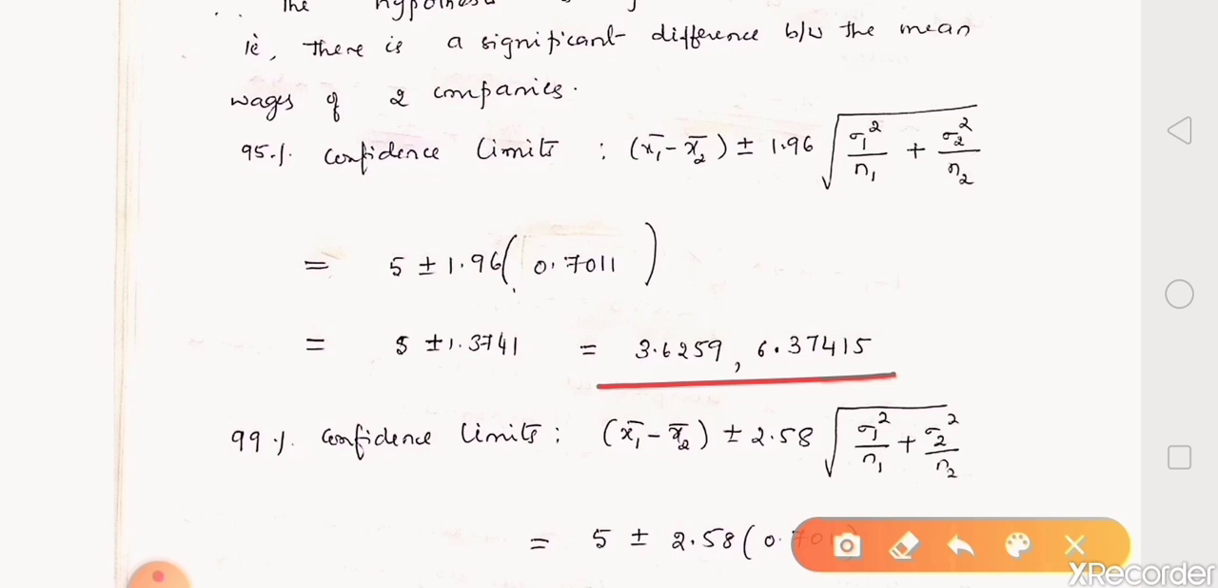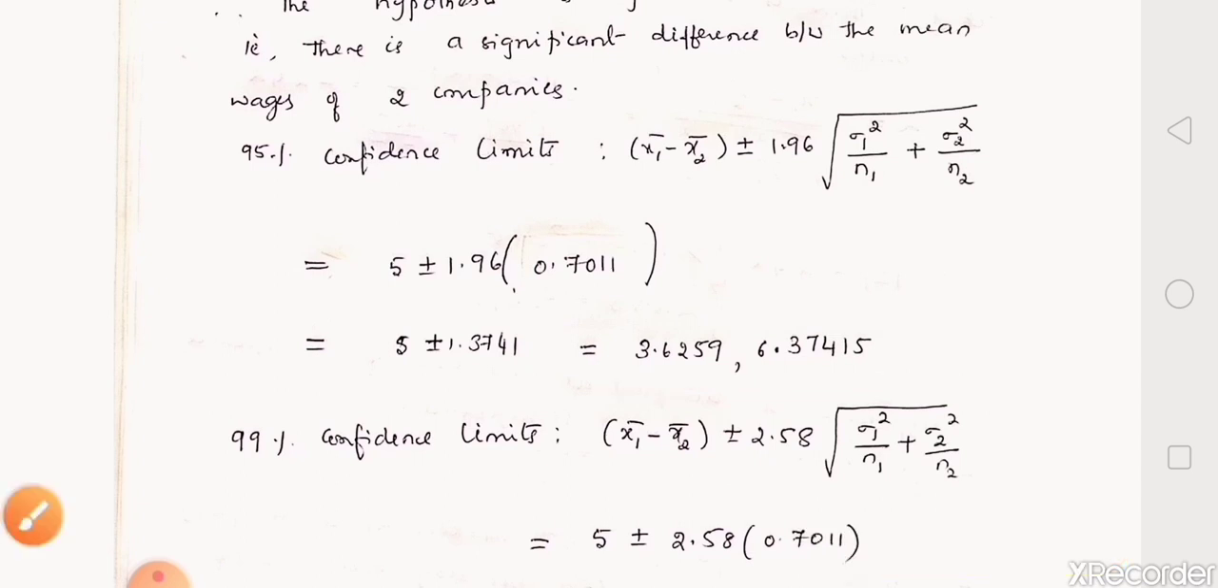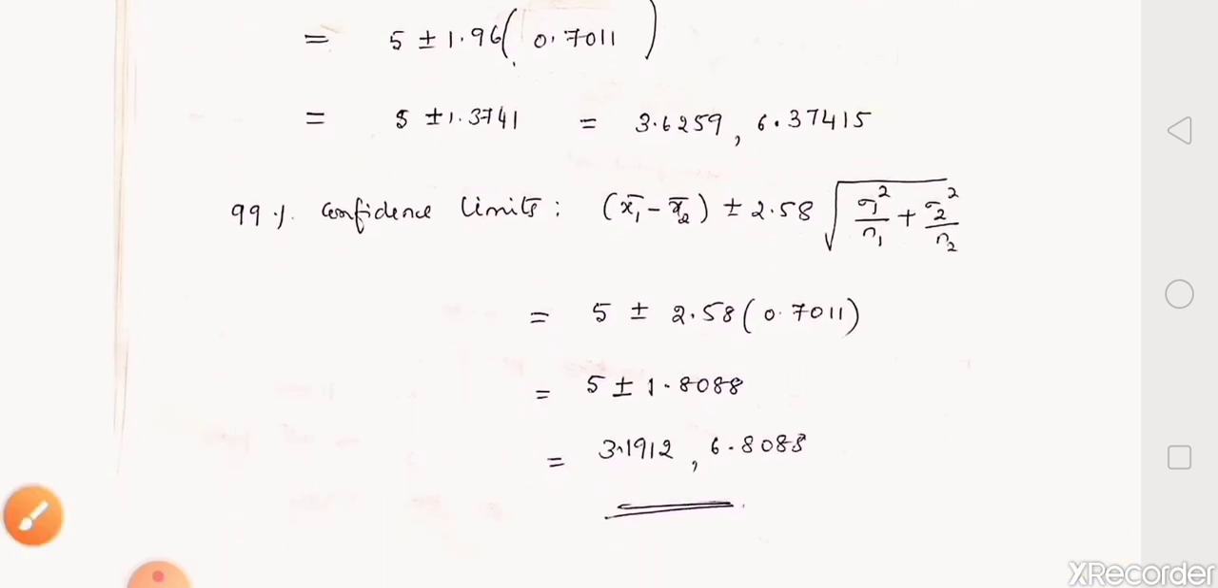Now the 99% confidence intervals or confidence limits. Here the critical value must be 2.58. All other values are the same. Write 2.58 as the critical value and simplify. The 99% confidence limits will be 3.1912 and 6.8088.